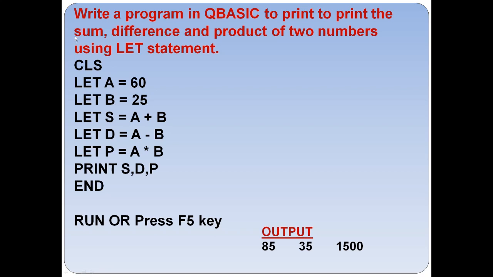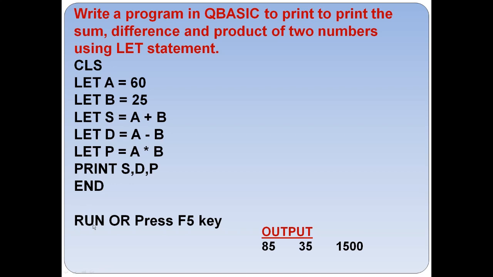Then sum, so we will take S. LET S is equal to A plus B, because this is the sum. LET D is the difference, so we will write A minus B. LET P is the product, so A multiplied by B. Now we will print S, D, P. Then we will end the program.